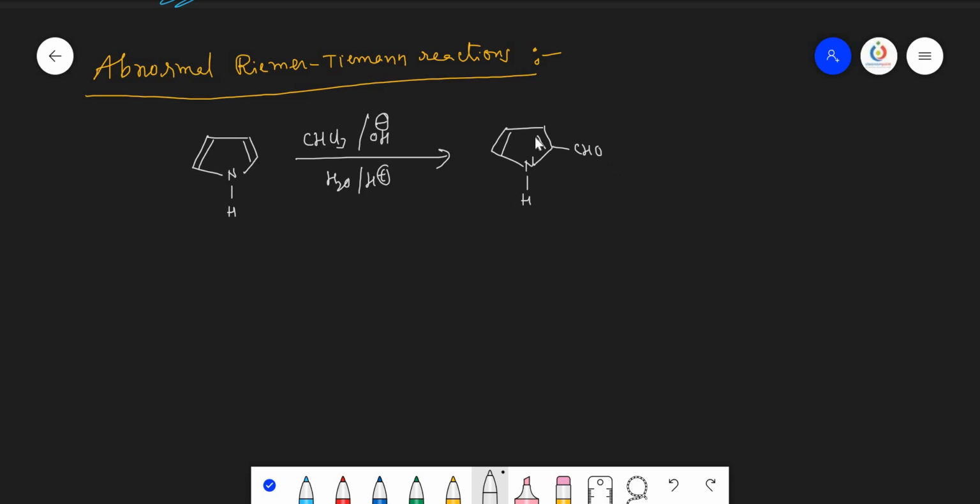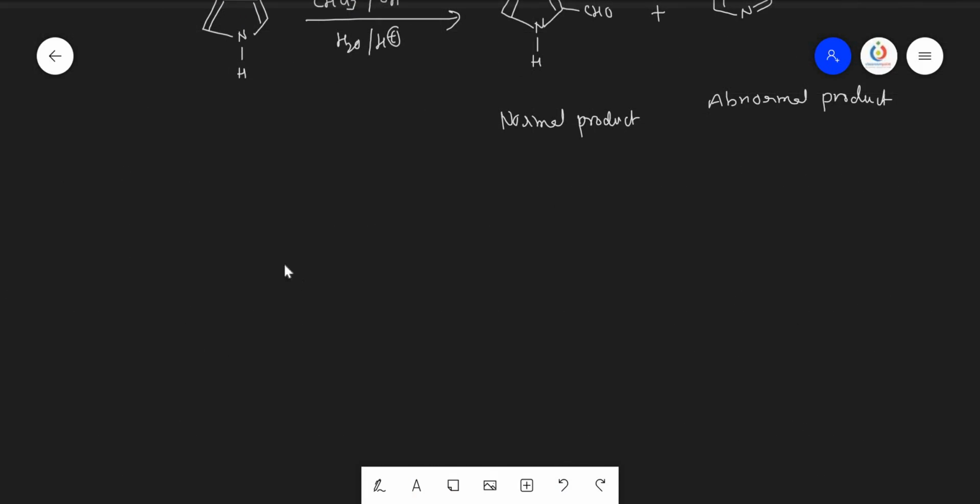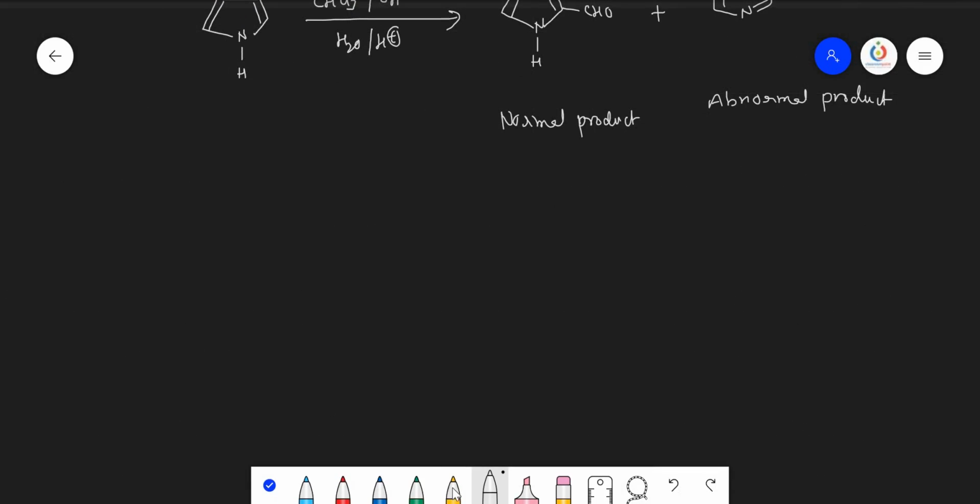This is the normal Riemer reaction, normal product. But the abnormal product is this. People get the doubt how to get this particular abnormal product. Okay, so let me show the mechanism here.